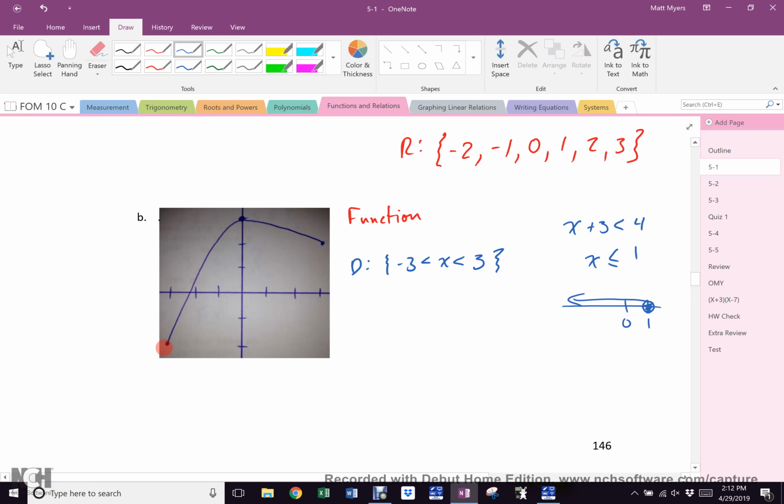Is that a shaded in dot? So did this line actually get to -3? Yes. So I need to put an equal sign there. Did it actually get to +3? So I need to put an equal sign there. Everybody cool? Easy peasy, right? So for the domain, we were only looking at the x-axis. Yes? Okay, well, what do we look at for the y?